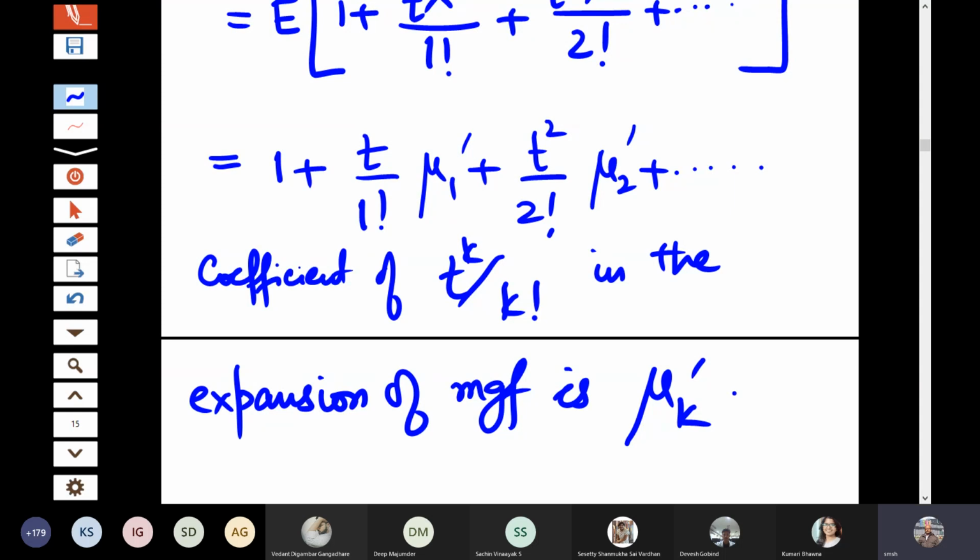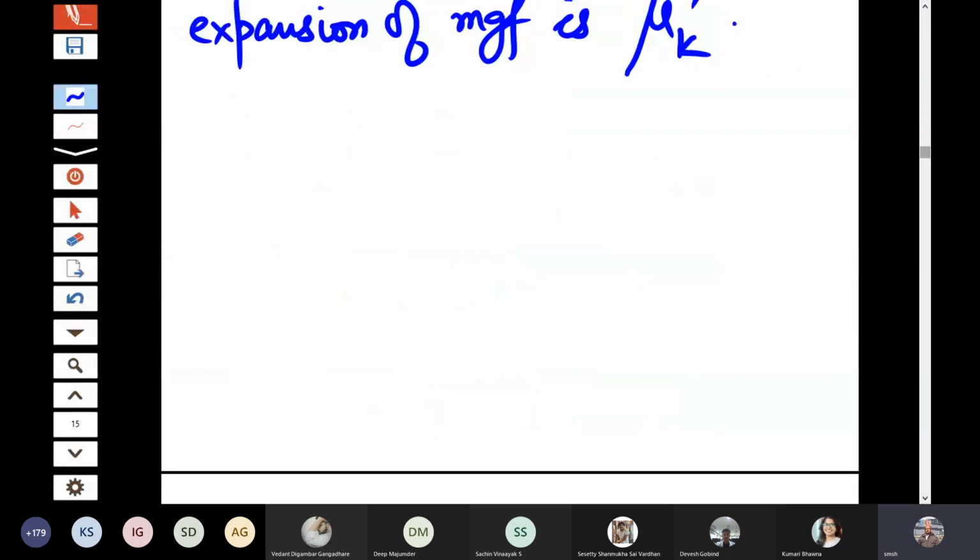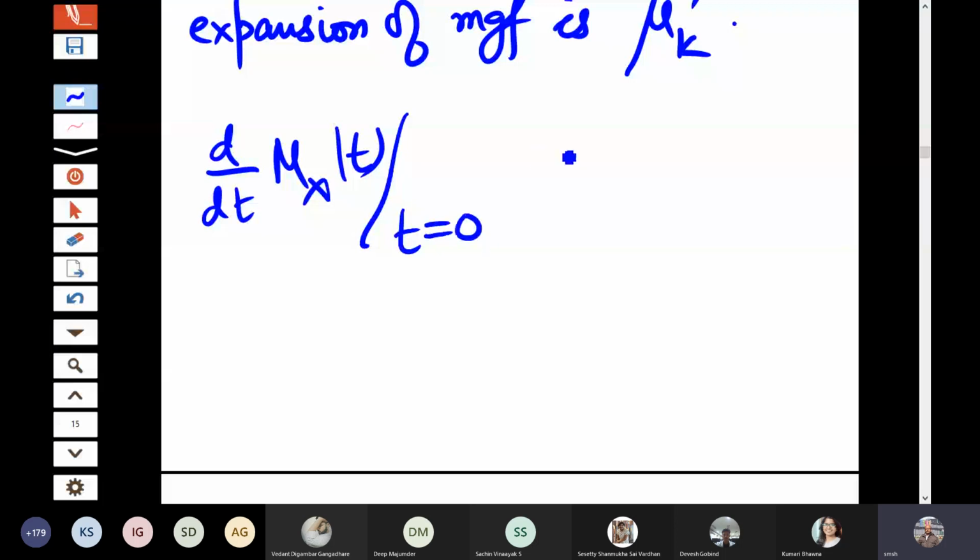You can also look at some further calculations here. If I consider d by dt of M_X(t), then what will I get? The first term will vanish because it is 1. Then the second term will give me mu 1 prime. And after that I will get 2t by 2 factorial mu 2 prime plus and so on. So if I put t equal to 0 in the first derivative, I will get mu 1 prime.